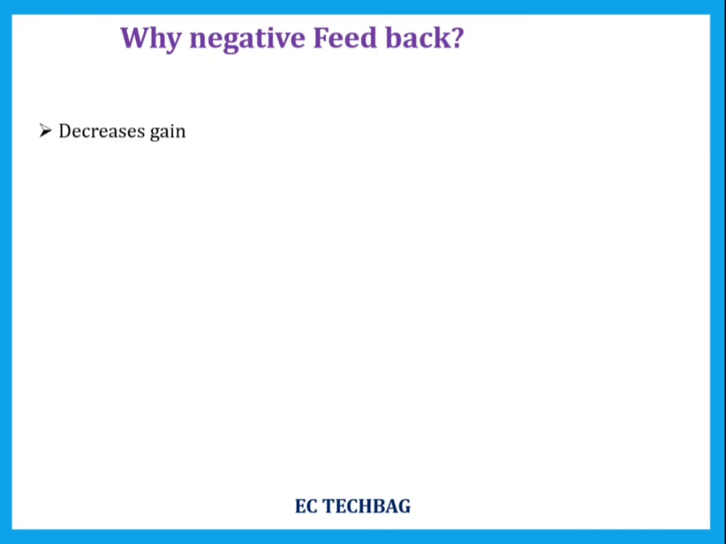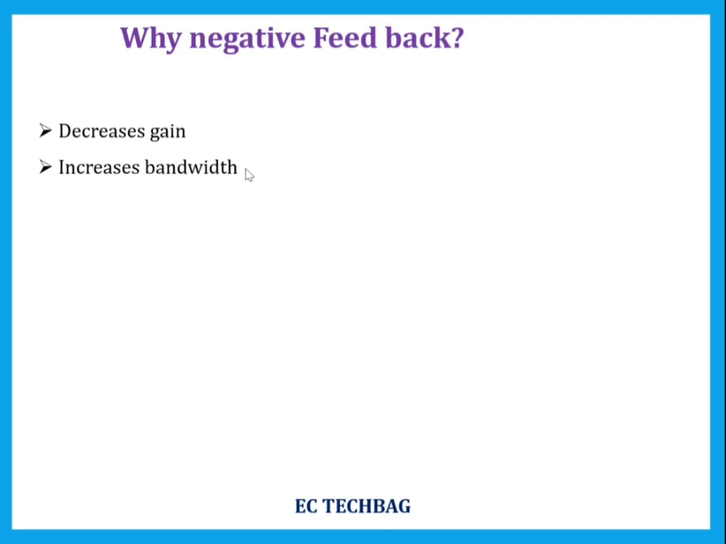First, it decreases the gain. So closed loop gain of negative feedback is equal to A by 1 plus A beta. So it decreases the gain by a factor 1 plus A beta, thereby it stabilizes the output. Second one, it increases bandwidth.